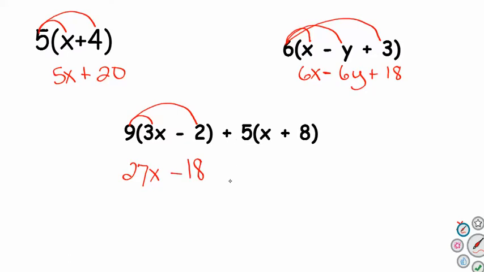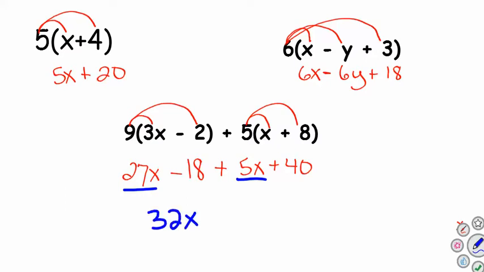Okay? Bring down my sign. 5 times x is 5x. Keep my sign. 5 times 8 is 40. Now, since I had so much here, if you look, I actually have some like terms I can combine here. Here's x's and here's x's. Okay, so if I have 27 x's over here and 5 over here, that's 32 x's.